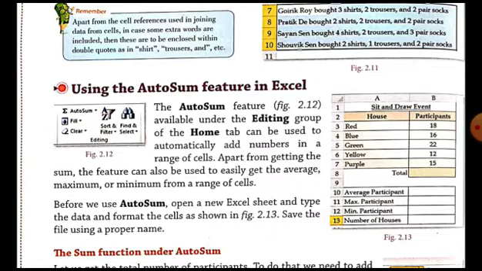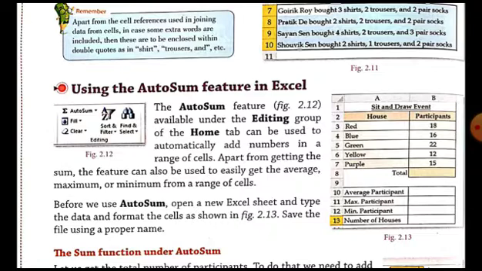Apart from getting the sum, this feature can also be used to easily get the average, maximum or minimum from a range of cells. So these are different functions which can be performed by using the AutoSum feature. I have also given a question in the assignment. This is the answer you can write from here.